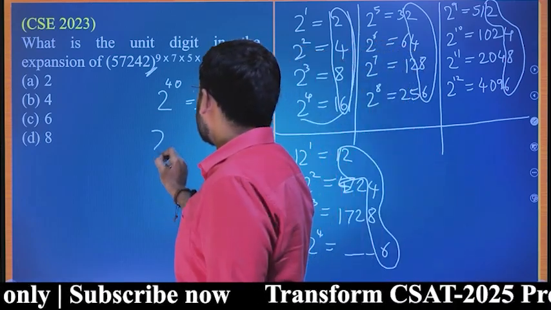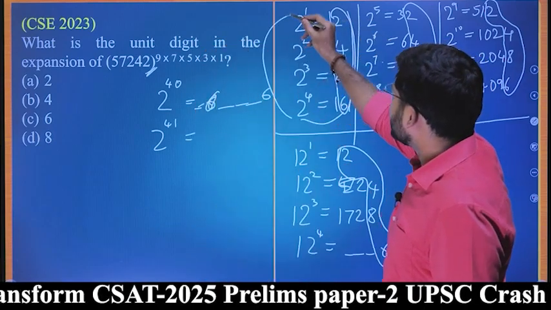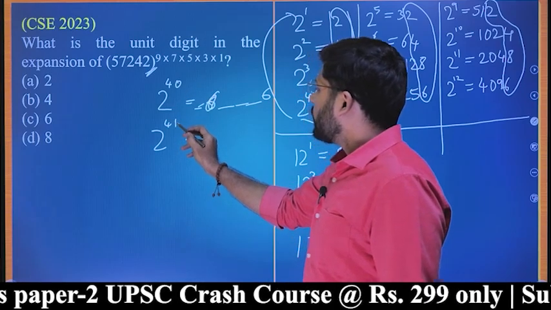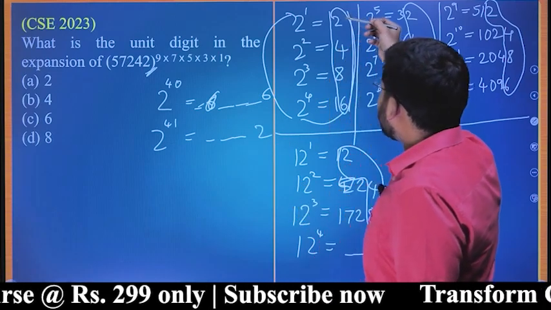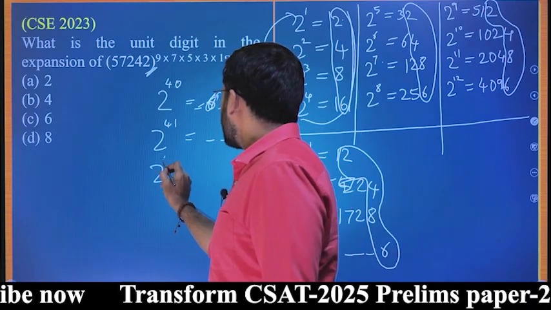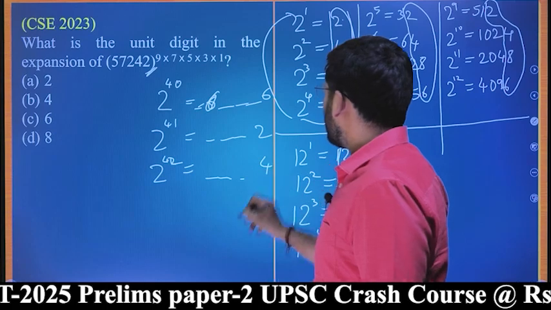And if you talk about 2 to the power of 41, then the cycle 2486 is completed and it will come back again. 40 is divisible by 4, but 41 is 1 more than that. So the last digit would be 2, because the cycle is completed, 2486 and again 2. Then 2 to the power of 42, the last digit would be 4.